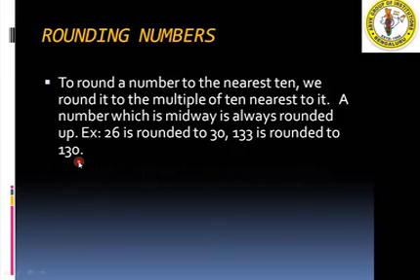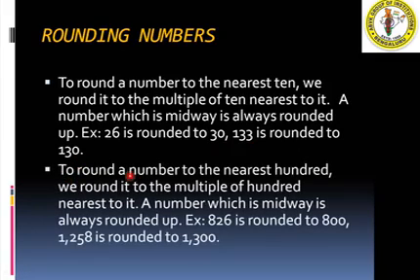I hope you understood. Next, to round a number to the nearest 100, we round it to the multiple of 100 nearest to it. A number which is midway is always rounded up. Here they have given the example 826. This number you have to round to the nearest 100.